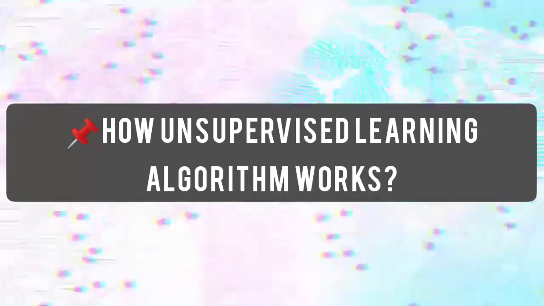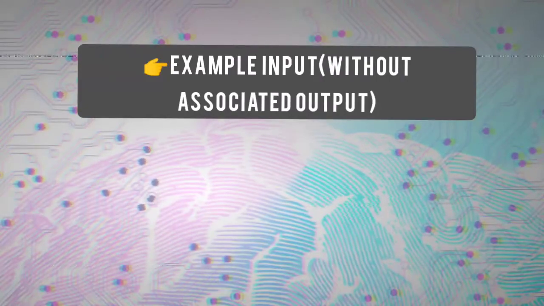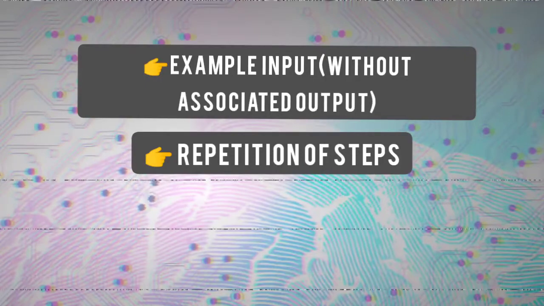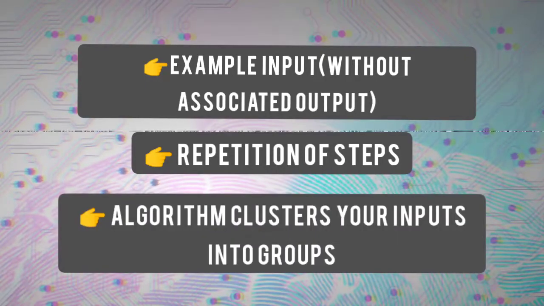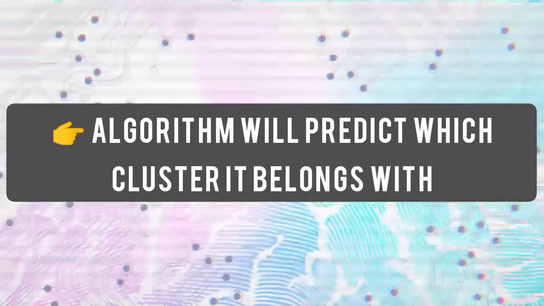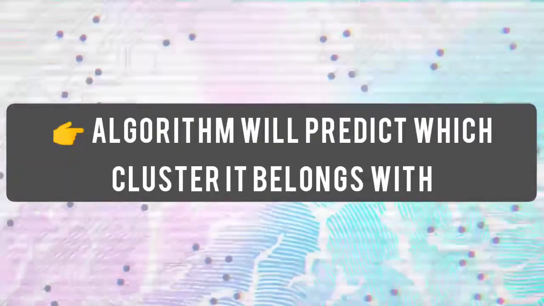How does an unsupervised algorithm work? You feed it an example input without the associated output. Then, you repeat the above step many times. Eventually, the algorithm clusters your input into groups. Now, you can feed it a brand new input and the algorithm will predict which cluster it belongs with.